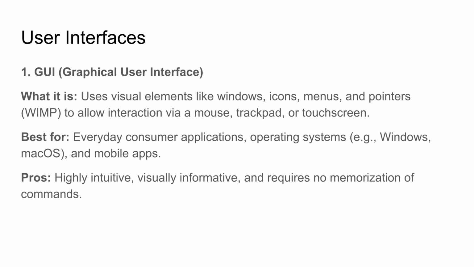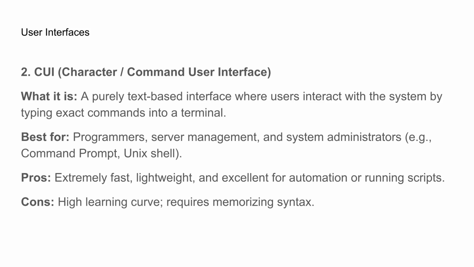The first user interface type is the graphical user interface, or GUI. It uses visual elements like windows and icons, making it highly intuitive for everyday applications. Next is the character or command user interface, CUI, which is purely text-based. It's extremely fast and great for automation, but it does require memorizing syntax.